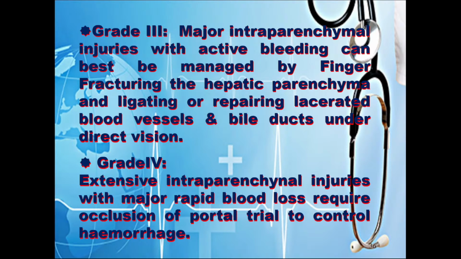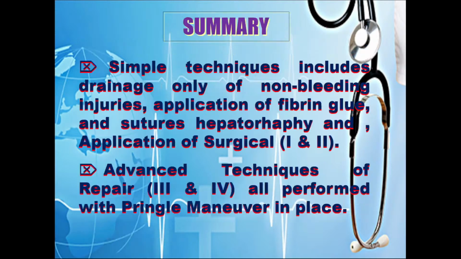Grade 4, extensive intraparenchymal injuries with major rapid blood loss, requires occlusion of the portal triad to control the hemorrhage. So it will need the Pringle maneuver. Again, remember that after the Pringle maneuver we have only 20 minutes before the liver dies. So after 20 minutes we should remove or loosen our tourniquet. That is how we can save the liver.